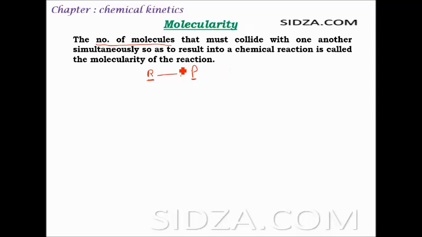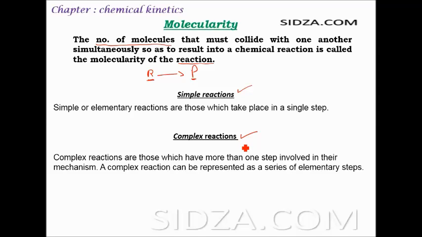Now, chemical reactions are of two types. Some of the reactions are simple and some are complex. A simple reaction is one which can occur in one step, right? So a reaction which occurs in one step is a simple reaction, but some of the reactions occur in a number of steps. We call them complex reactions. A simple reaction is also called an elementary reaction.